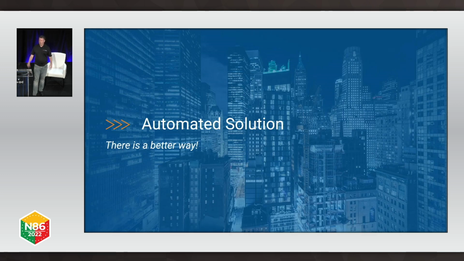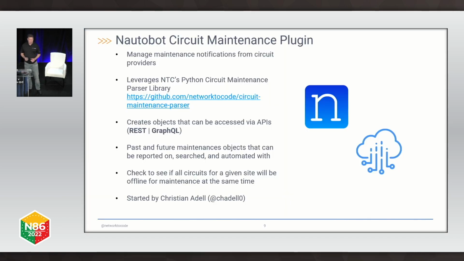So there has to be a better way. This is taking a look at what we can do with automation with these types of things. And again, all open source, out there and available today. We're going to talk about the Nautobot circuit maintenance plugin. This is a plugin built to manage maintenance notifications from circuit providers.